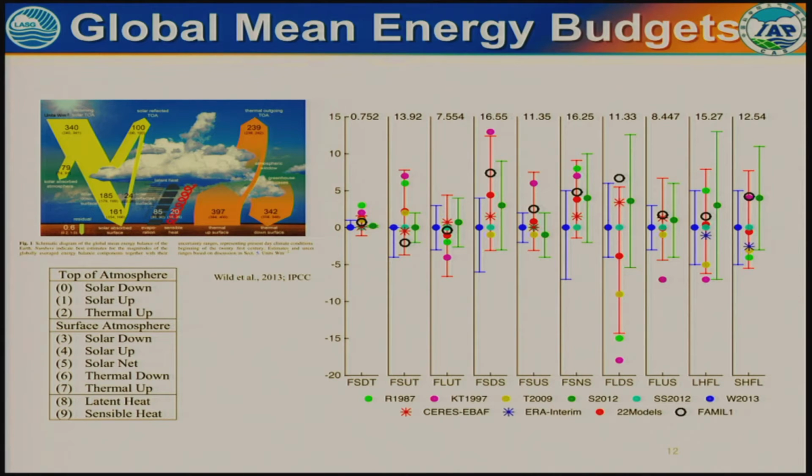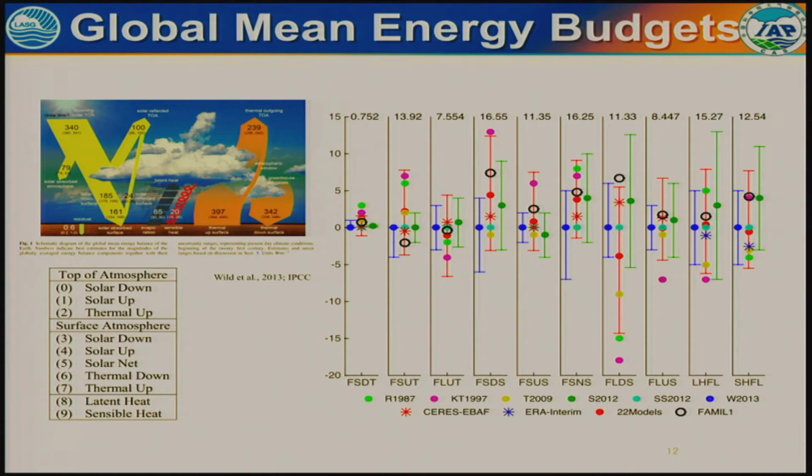Okay, I'm showing the result from the model. Here is the global annual mean energy budget. I'm going to show these 10 variables. At the top of the atmosphere: solar down, solar up, thermal up. At the surface: solar down, solar up, solar net, thermal down, thermal up, latent heat, and sensible heat.